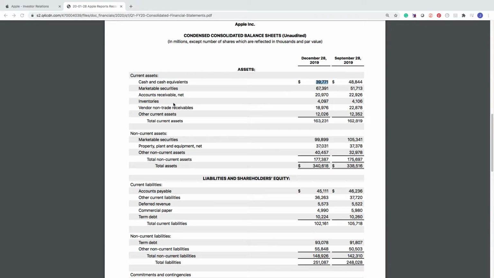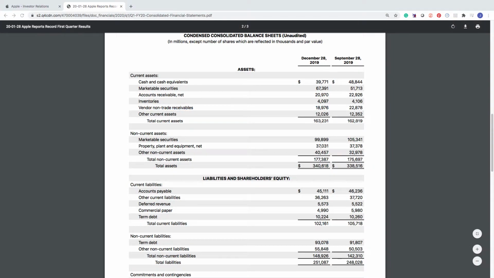Another concept very similar to accounts receivable is vendor non-trade receivables. I don't want to go too much in depth into it because it's similar to accounts receivable. The only difference here is that this is basically not money that Apple is owed from its retailers or its other partners. Instead, it is the amount that Apple is due to receive from its suppliers or the companies or the partners which help Apple make its products.